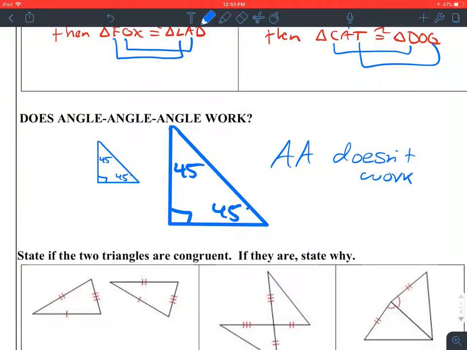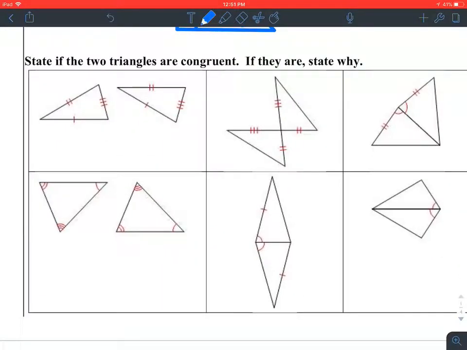Looking at some examples. State if the two triangles are congruent. If they are, state why. The why is going to be one of the postulates that we just learned today. These two triangles are congruent because this side corresponds to this side, they're the same length. This side and this side are the same length, and the third sides are the same length. That is textbook side, side, side postulate. So our conclusion is those two triangles are congruent.